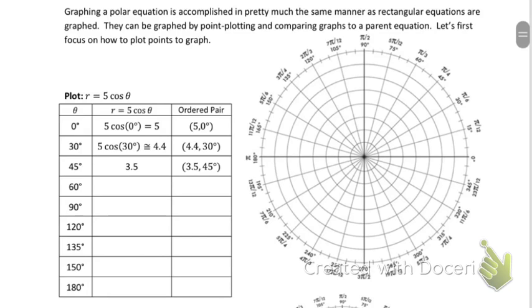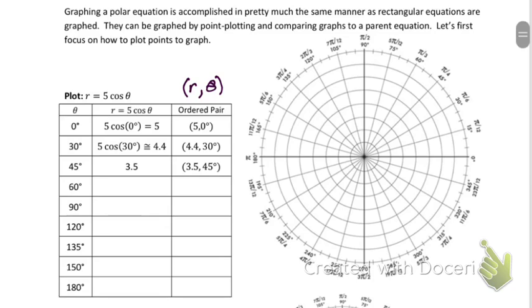Well, they start off this table saying, okay, if my theta is 0 degrees, and my equation is r equals 5 cosine of theta, we're just going to plug that 0 degrees into our equation. So 5 times cosine of 0 degrees equals 5. So this is going to be the point 5, 0 degrees. Reminder: for polar coordinates, it's always r, whatever angle you have.